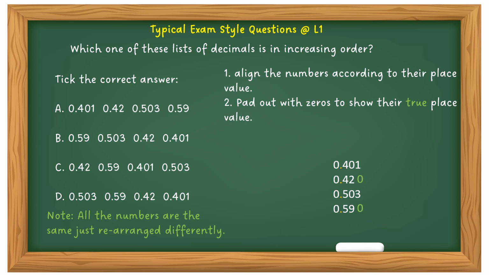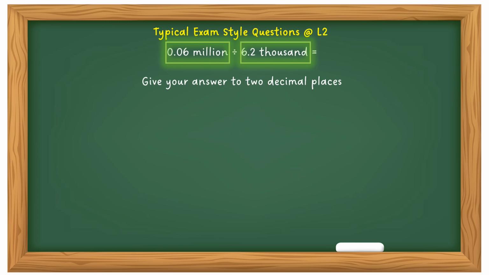All right, and based on that information, you just simply rearrange them from large to small, or small to large. And you can see there's your smallest, there's your next smallest, there's your third, and there's your biggest. Okay, and based on the information, you can tick off the answer you think is correct, in this case, A. So don't fall into the trap. Make sure you align them up, and then pad out your numbers with zeros.